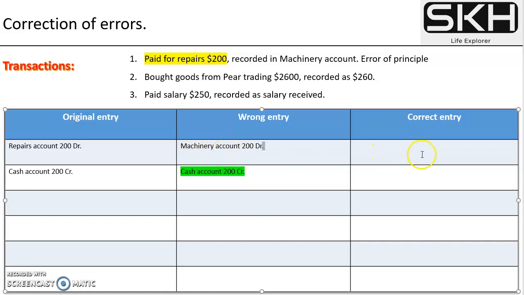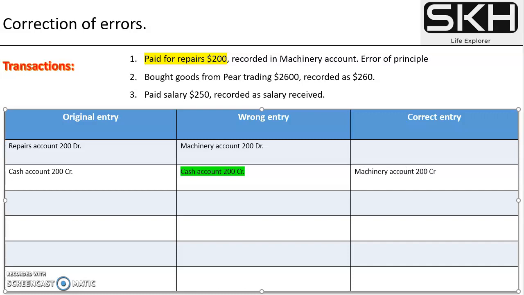So if we want to correct this entry, we cannot tamper with or overwrite our books of accounts. So in this case, I have to correct this systematically. If I have done something debit by 200 and if I credit it by 200, it means that entry is cancelled and this entry will not have any effect on our accounts.